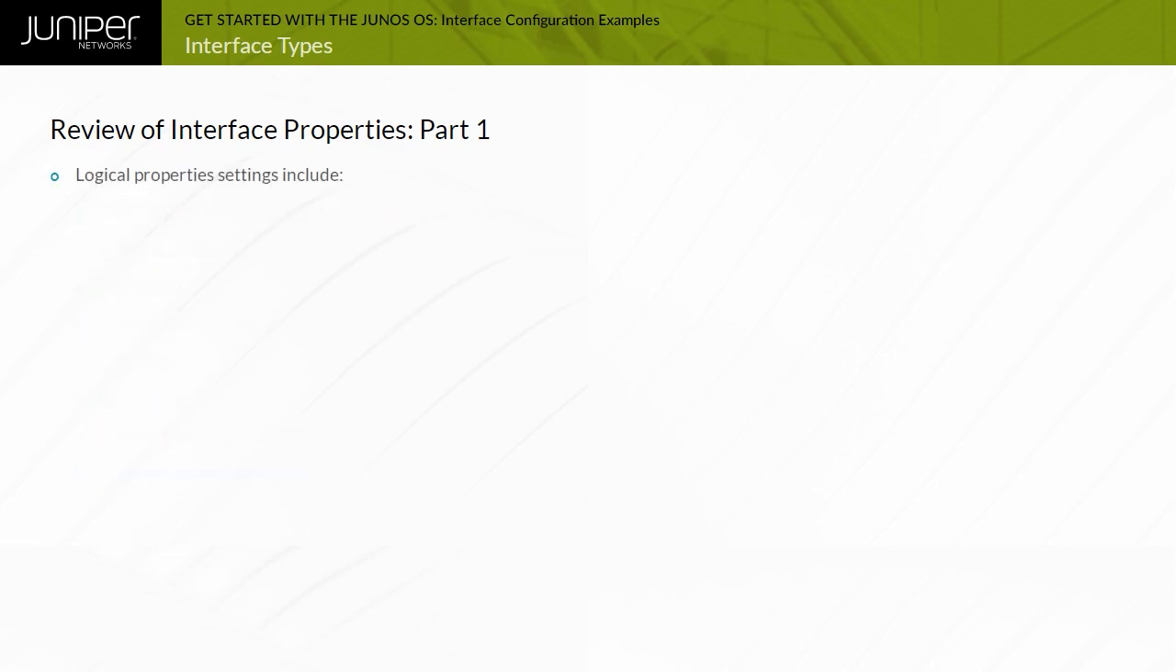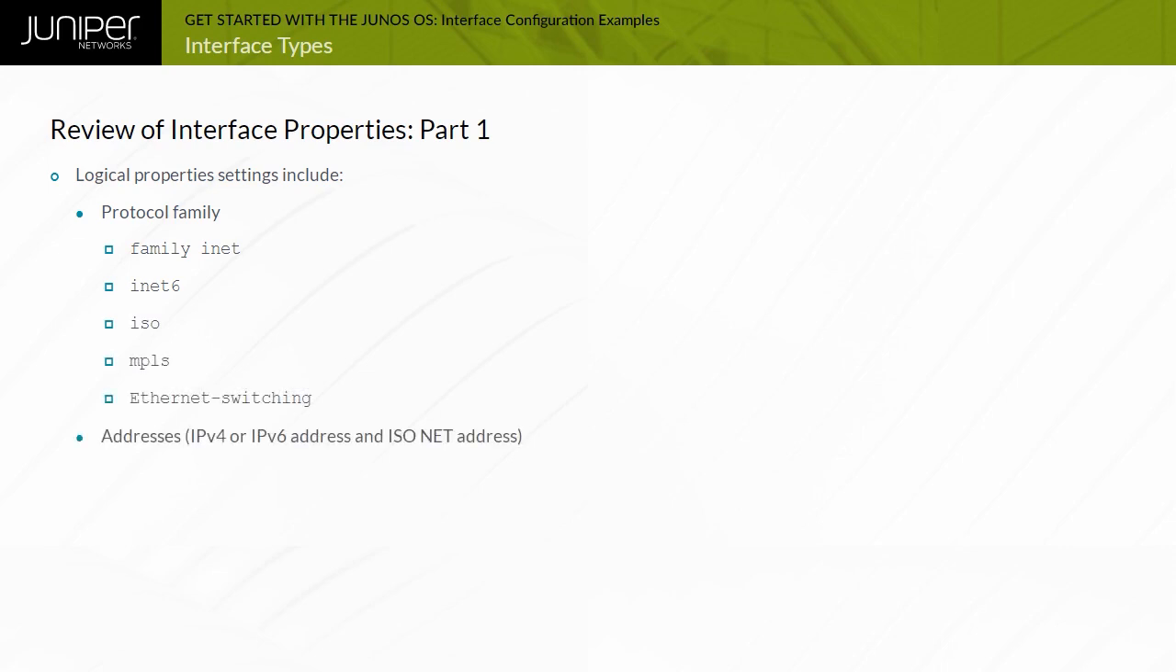Here are the details for some logical interface properties. Protocol Family refers to the protocol family you want to use, such as Family INET, INET 6, ISO, MPLS, or Ethernet switching. Addresses refers to the address associated with the particular family, such as IP address using Family INET. VLAN Tagging refers to the VLAN tag.